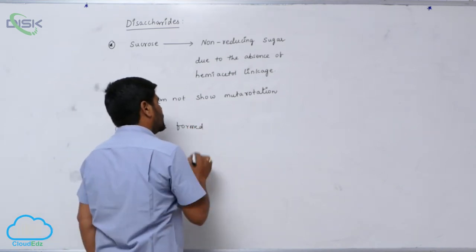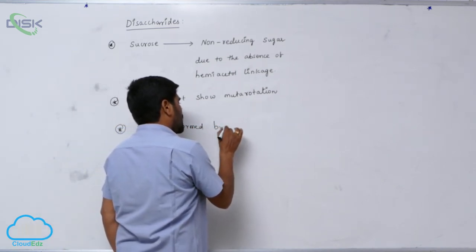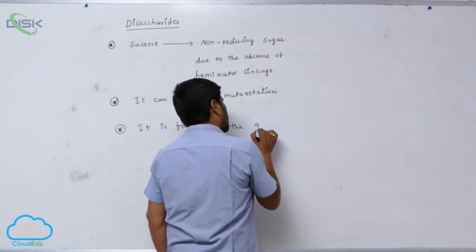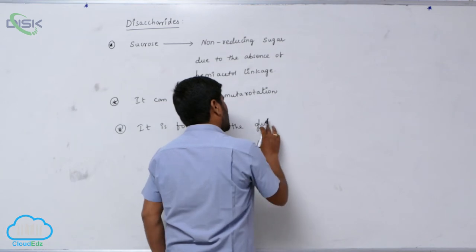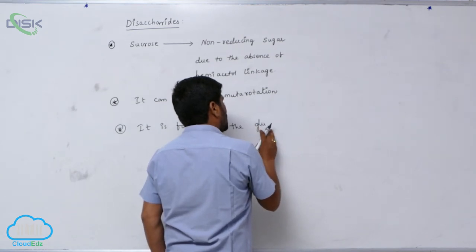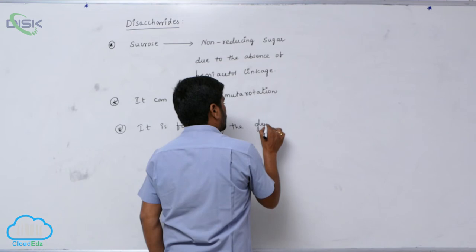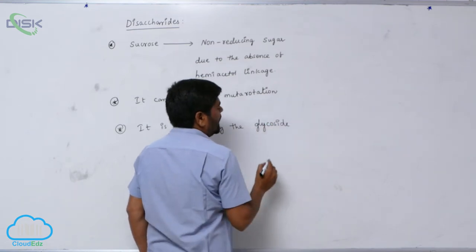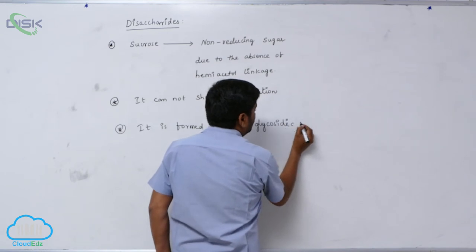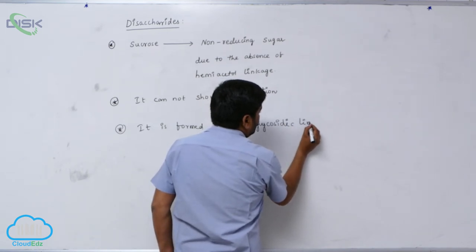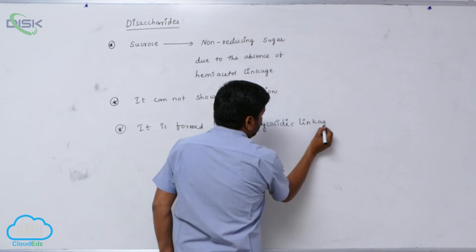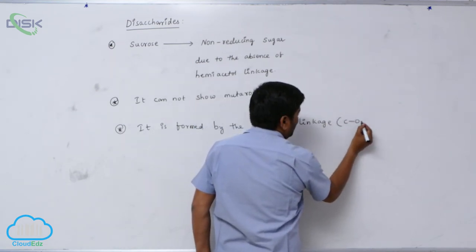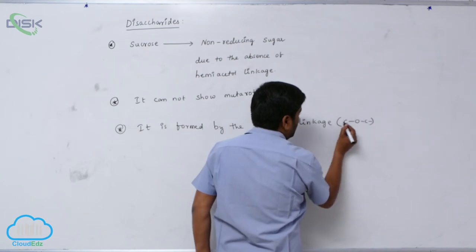It is formed by the glycosidic linkage. Glycosidic linkage means C-O-C linkage, nothing but ether linkage.